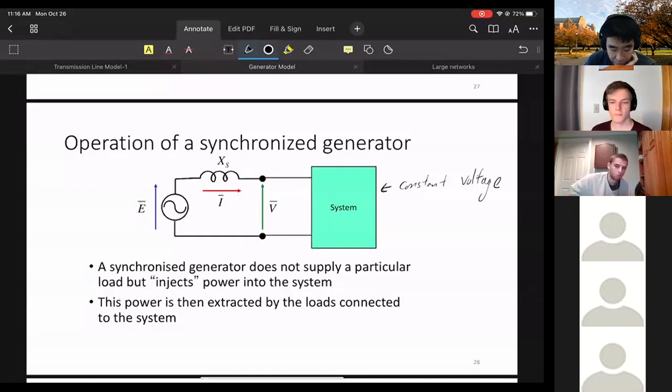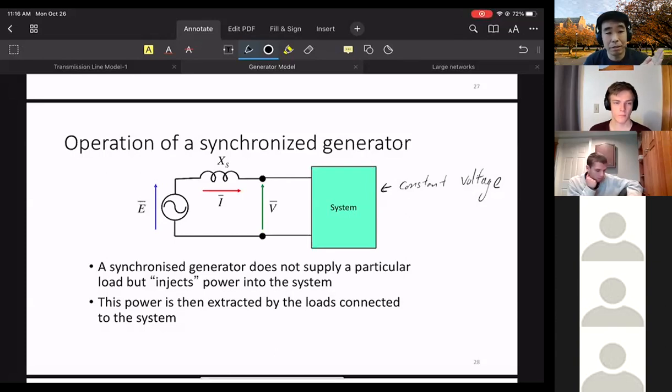And when we think about a synchronous generator, we're not really supplying power to any particular load inside the grid. We're just injecting power into the entire system, and the power sorts itself out once it flows into the grid. So if somebody says you can buy power directly from renewables, or buy power specifically from a particular generator, that's actually not possible. That's not how this works.